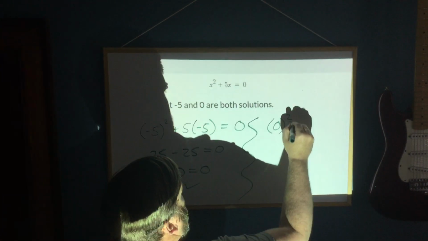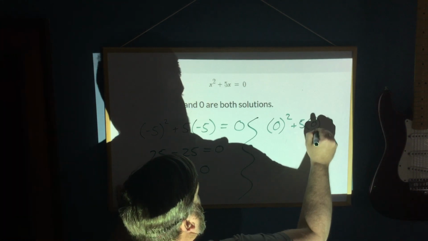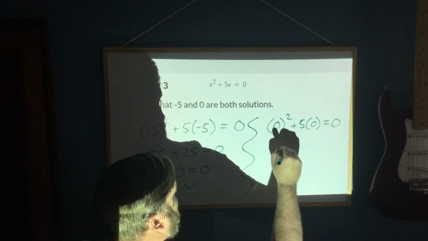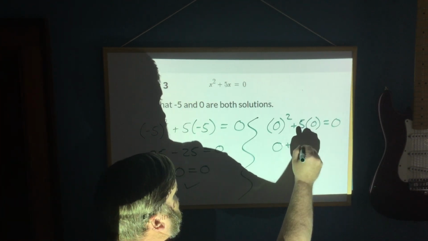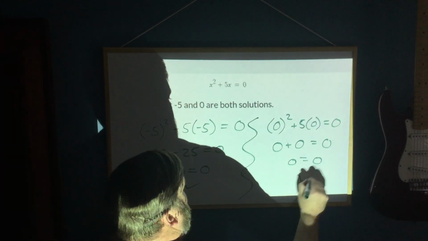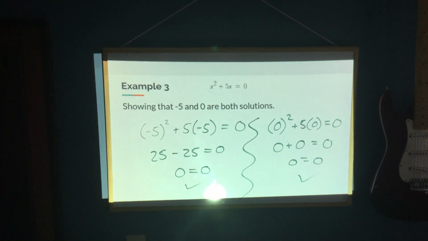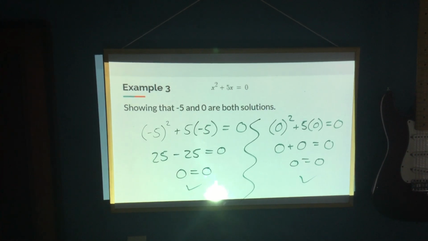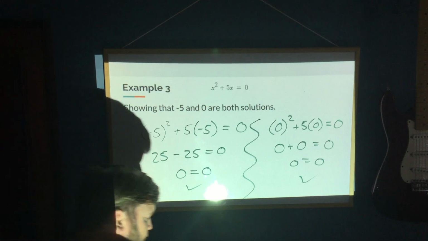Take 0 and square it, plus 5 times 0. 0 squared is 0. 5 times 0 is 0. 0 plus 0 is 0. So there's both solutions. One of them is 0, one of them is -5.